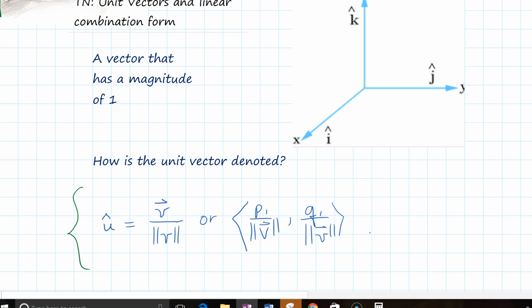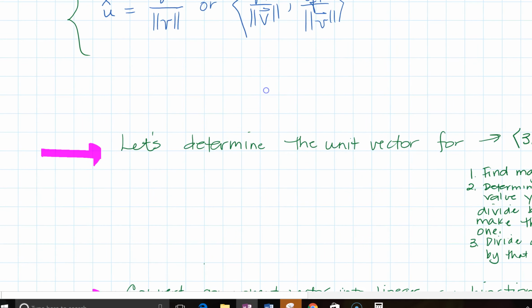And here's the formula. All you're going to do is divide each point by the magnitude. Now this looks kind of hard, but once I show you a problem, I think you're going to be rather pleased. So here we go.